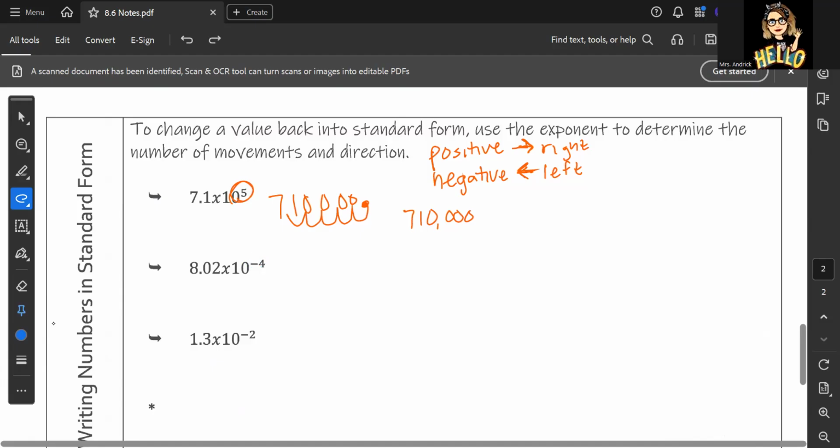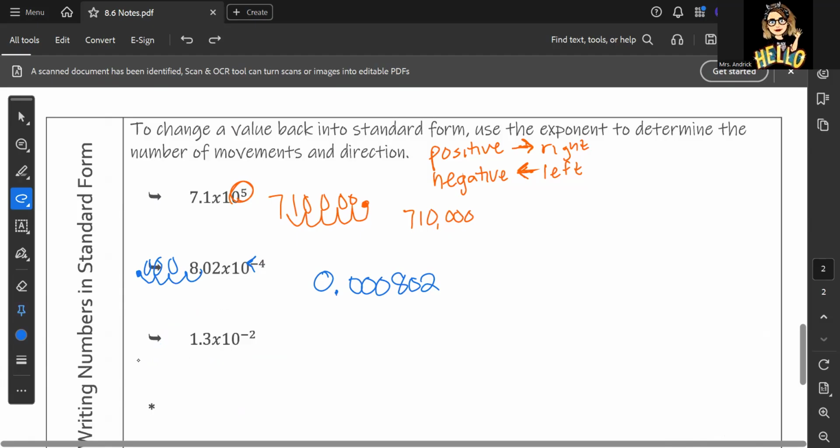If it's negative, like this one is, I'm going to move it to the left. Kind of shows you which way to move it, right? Negative sign points to the left. So I'm going to move it to the left 4 times. So 1, 2, 3, 4. Put a decimal place, put some zeros there. So it's 0.30802.